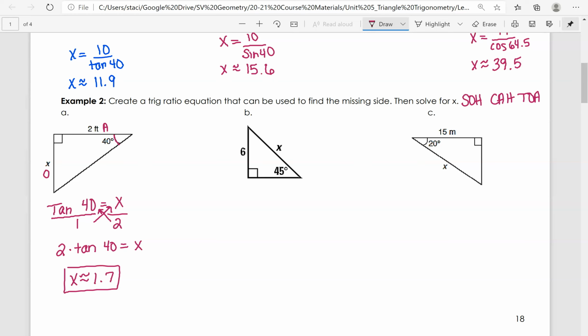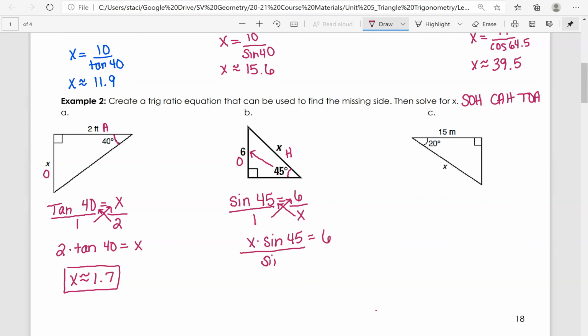All right, in part B, I was given the 45-degree angle. The side that I'm given is opposite, so I'm going to put that. And then the x is the hypotenuse. So when I think about which trig ratio to use, I see that I have the opposite over the hypotenuse, which means I have to use the sine ratio. So the sine of 45 equals 6, the opposite side, over the hypotenuse, which is x. Put this over 1, cross multiply. I have x times the sine of 45 equals 1 times 6, which is 6.